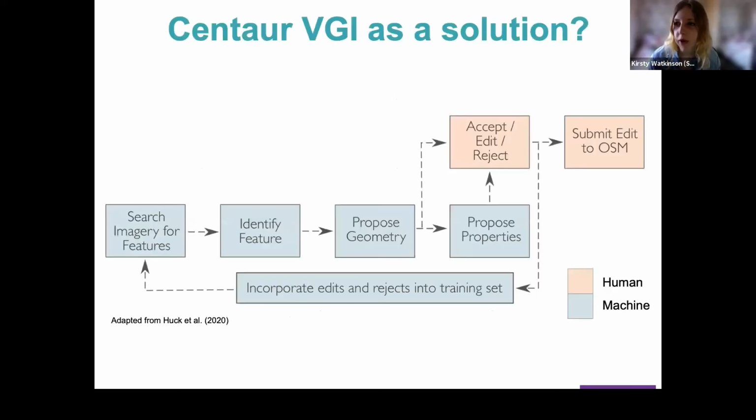So what are we proposing? Centaur VGI is a framework for augmenting mapping with machine learning, where the machine is tasked with identifying geometries and the human with approving, editing, or rejecting them. It's an iterative process, so the machine can learn from the human and become more accurate and specific over time. The name, for a bit of background, is derived from Centaur chess, where gameplay is augmented by a machine.